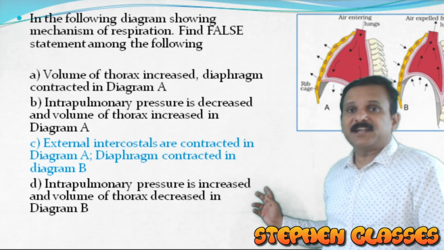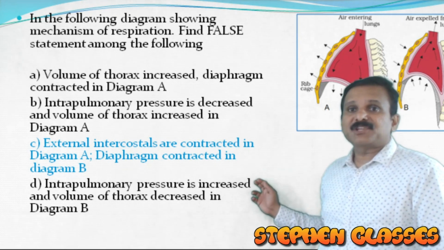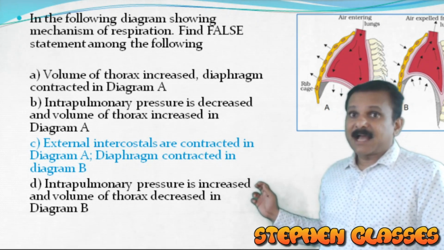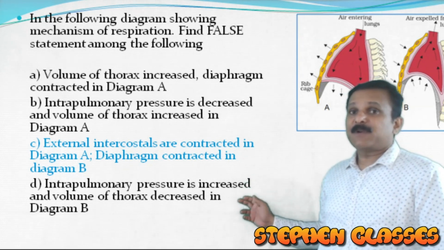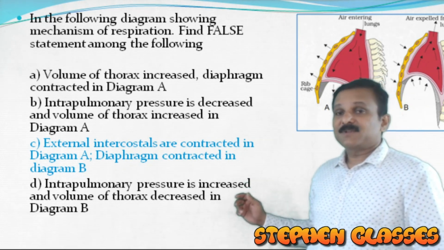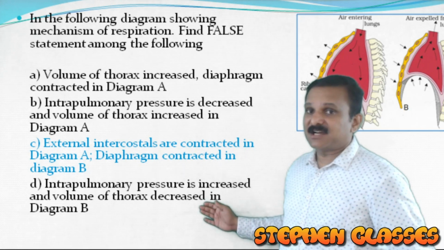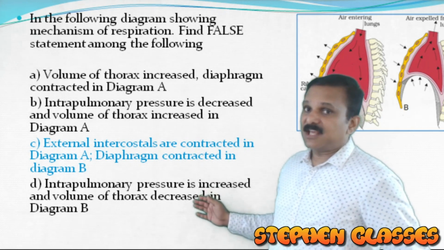Then what about option D? Intrapulmonary pressure will increase, right? And here, the volume of thorax will decrease and that is applicable for diagram B. So that is also correctly matched here. Okay, so D is also correct.